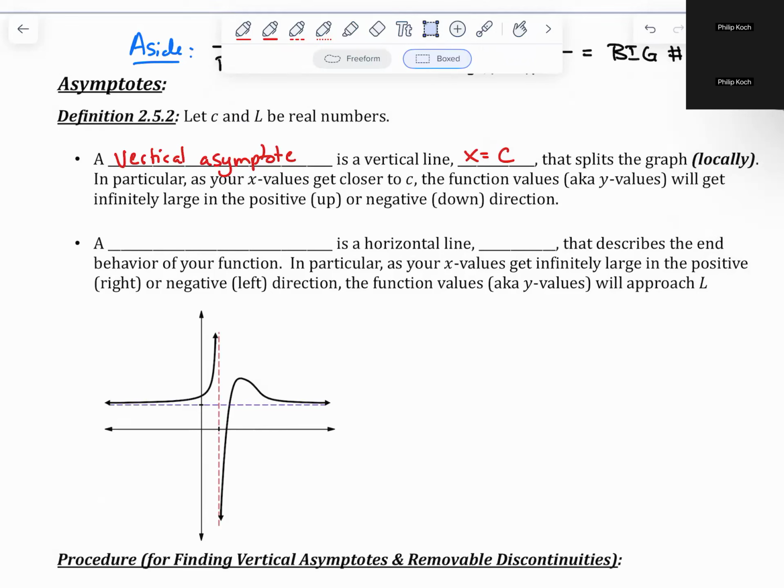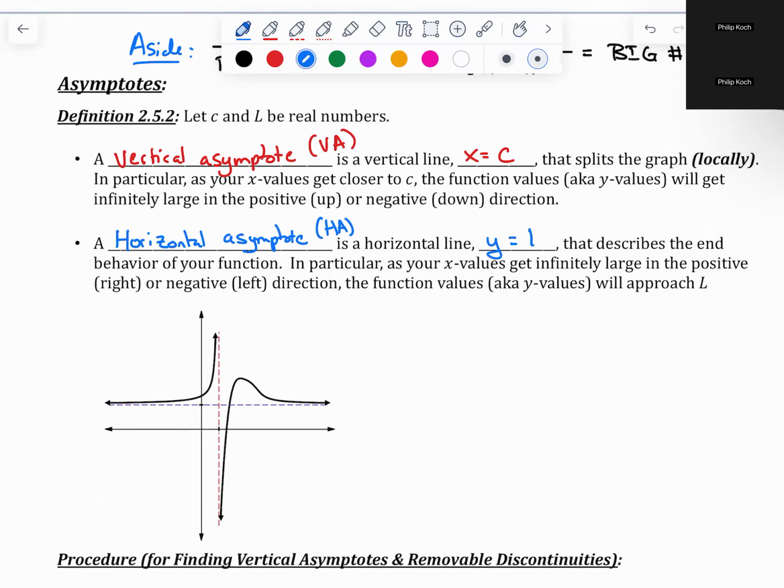By the way, from now on, we're going to write VA for vertical asymptote, so that we don't have to keep writing it. That takes way too long to write. Then a horizontal asymptote, which we're going to abbreviate HA. A horizontal asymptote, an HA, is a horizontal line, and horizontal lines are of the form y equals a number.